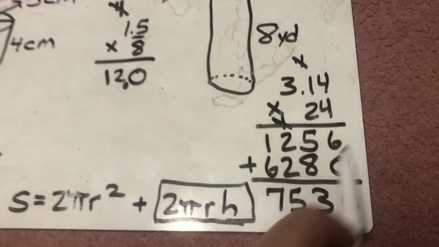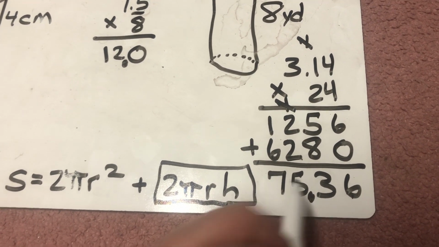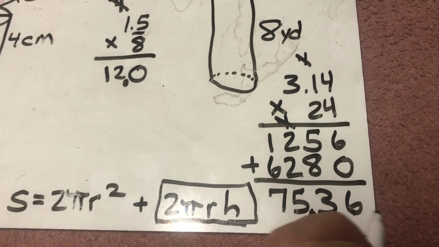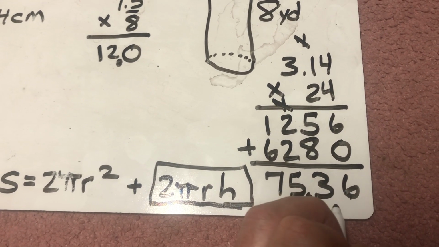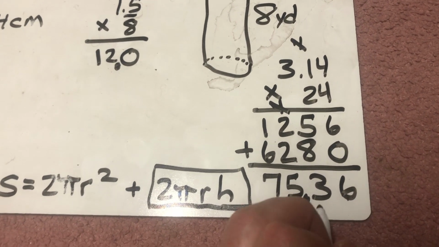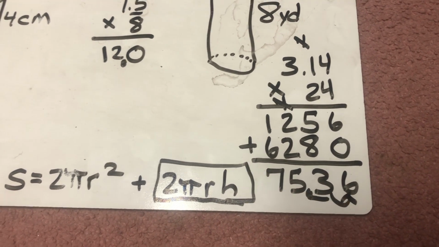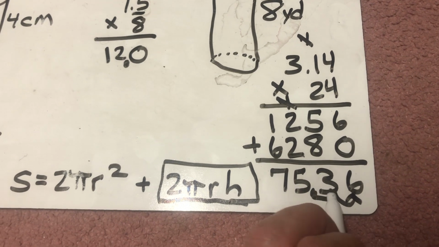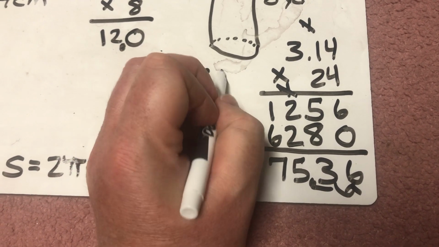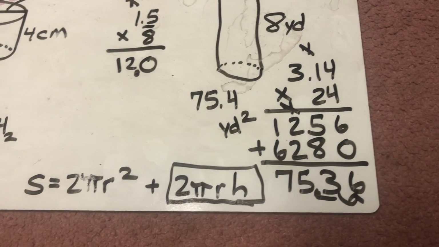There are 2 digits after the decimal in the problem, so 2 digits after the decimal in the answer. 75 and 36 hundredths square yards. But once again, rounding to the nearest tenth. The 3 is in the tenths place, so I look at the 6. The 6 tells me to round up, which means make the 3 a 4. 5 and higher we round up. 75 and 4 tenths square yards for a lateral surface area.